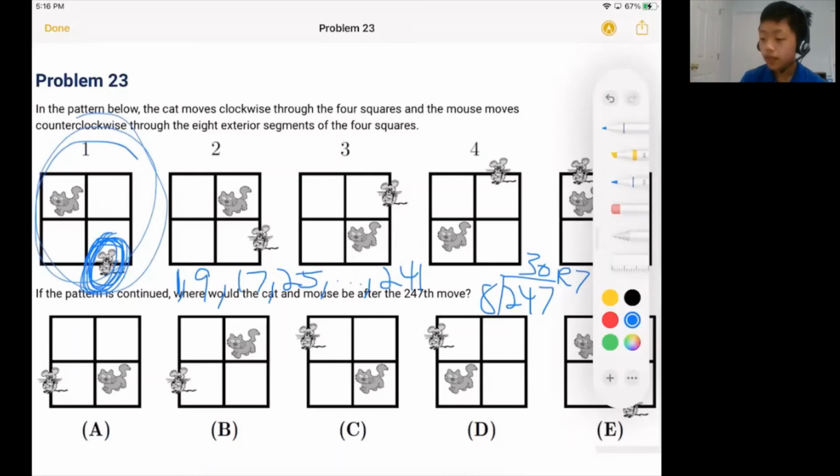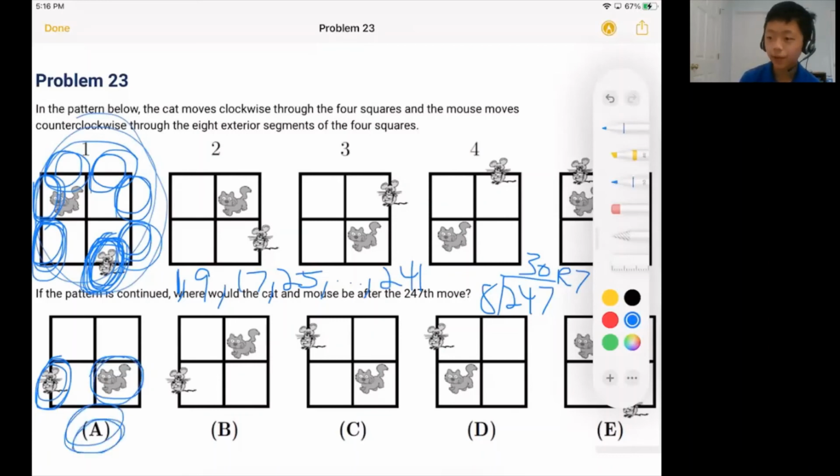So that means move number 242 is going to be here. Move 243 is here. 244 is here. 245 is here. 246 is here. And 247 is here. So that tells us that on the 247th move, the mouse is going to be in this position here. And we found that the cat was going to be in the bottom right corner. So that would make choice A the answer.